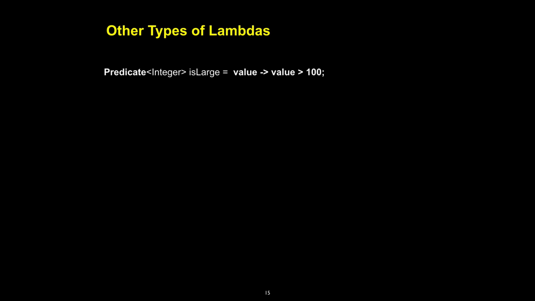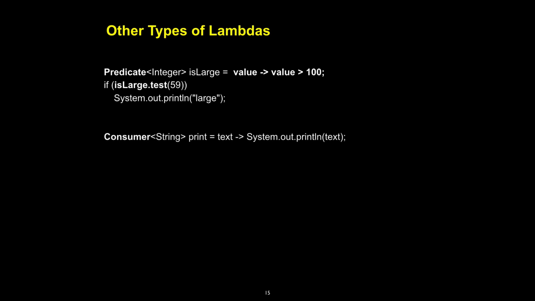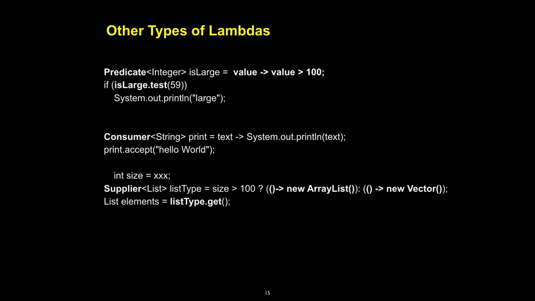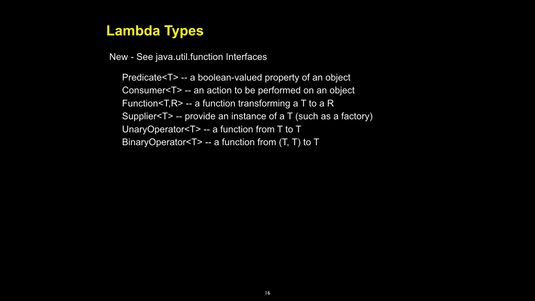There's a bunch of other types of lambdas in Java. So the predicate, which basically has an argument and returns true or false. Right, so we can do is large. There's a consumer which has input but no outputs. There's a supplier which basically has no input but returns something. And so there's a bunch of other types.